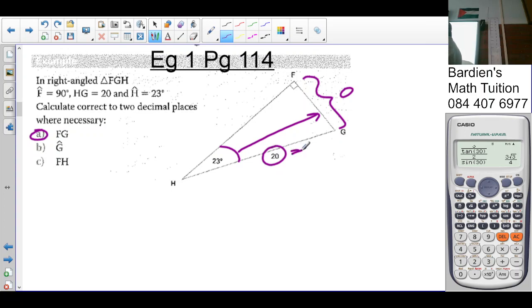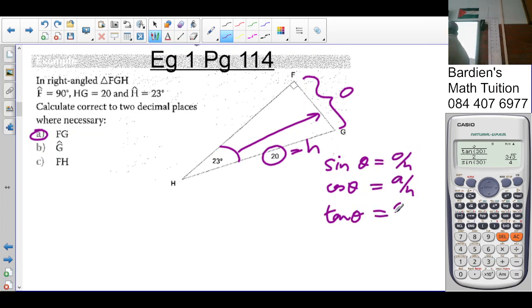What is this in terms of the triangle? It is your hypotenuse. So, if you're looking at sine, cos, tan, okay, so what do we have? We have the angle, right? We want to calculate the opposite, and we have the hypotenuse. So which trigonometric function do you think you're going to use?